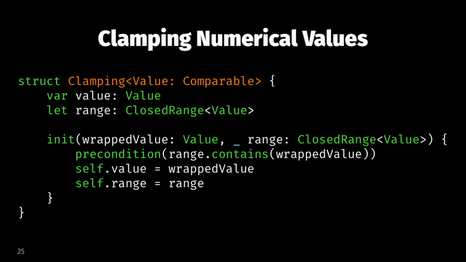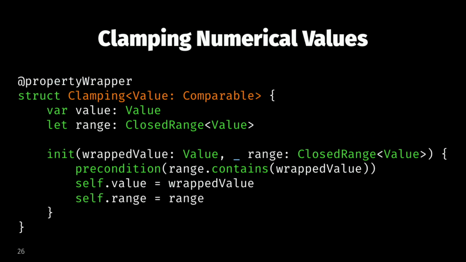And then we want to actually have a property wrapper, because what we have here is just a good old struct. There is nothing new. To actually get a property wrapper, it's kind of simple. You just need to add this attribute at the beginning of your struct. You say @propertyWrapper, and this lets the compiler know that you want to be able to use Clamping as a property wrapper.